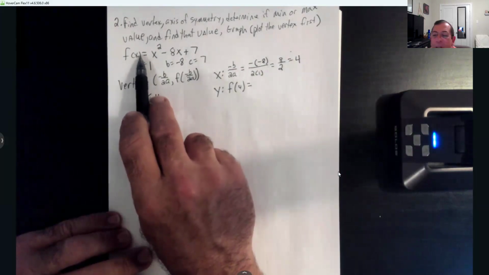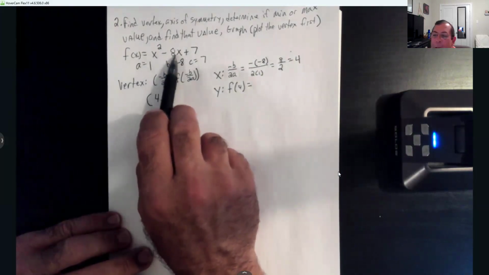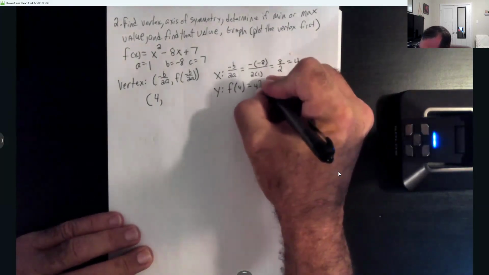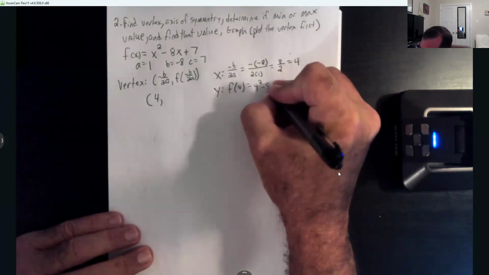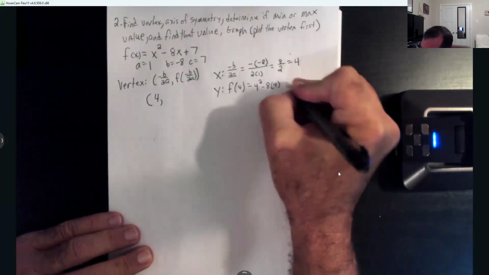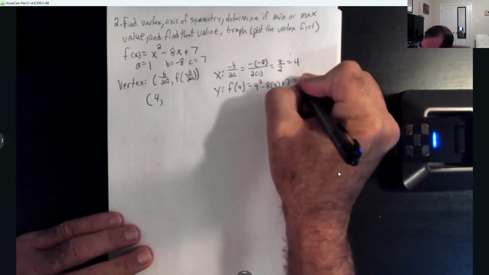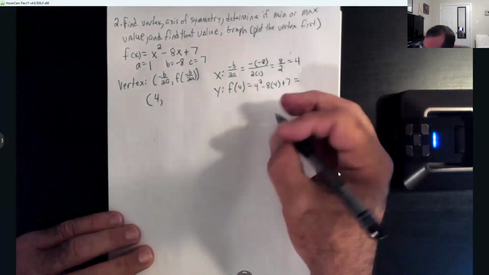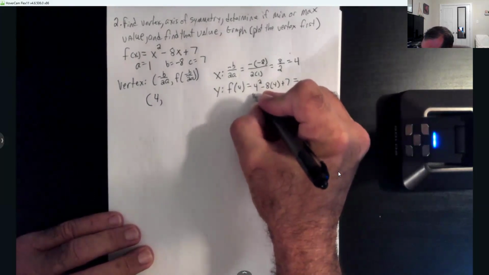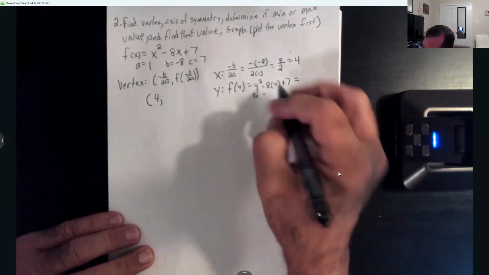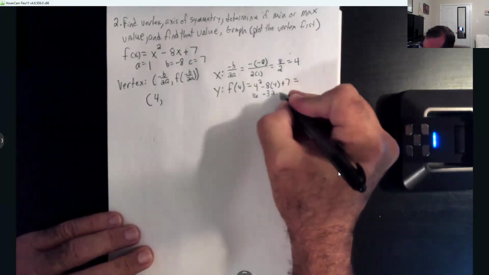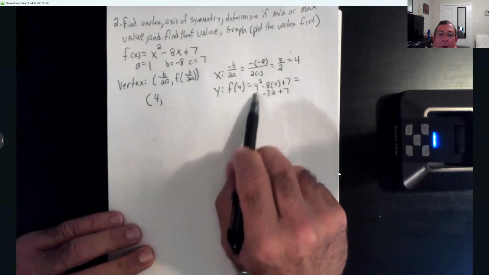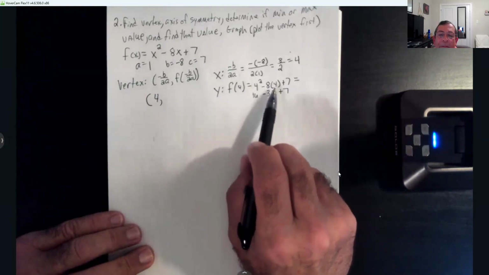So you take your function here and put a 4 in for both of these x's. So you're going to have 4 squared minus 8 times 4 plus 7. So y'all, if you were to work this out, 4 squared would be 16 minus 8 times 4 is 32, and then plus my 7. So exponents, and then I multiplied the 8 and 4.